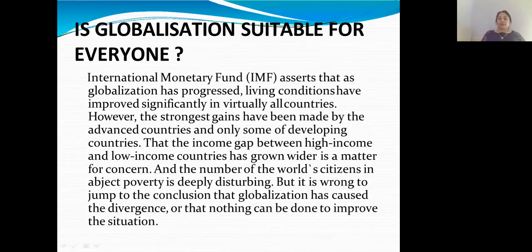So the IMF is continuously making an effort so that all member countries over the globe get the opportunity to grow and increase their GDP and economic growth. The number of world citizens in abject poverty is deeply disturbing. But it is wrong to jump to the conclusion that globalization has caused a divergence, or that nothing can be done to improve the situation.